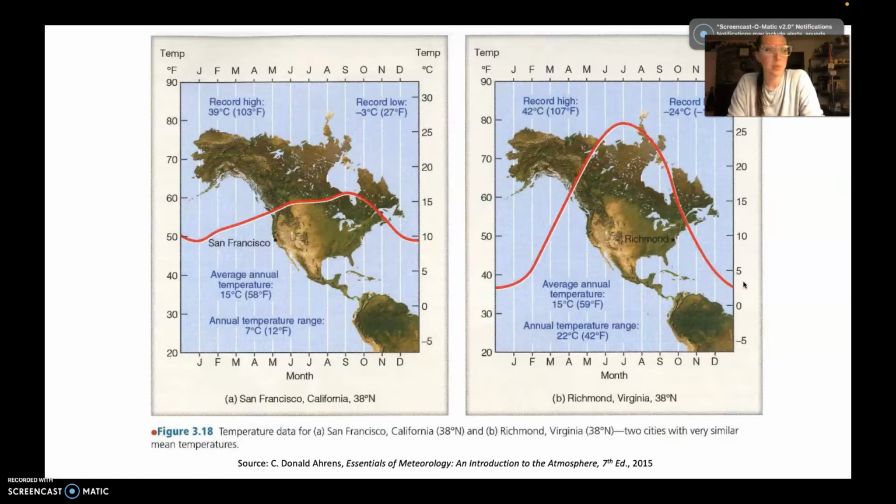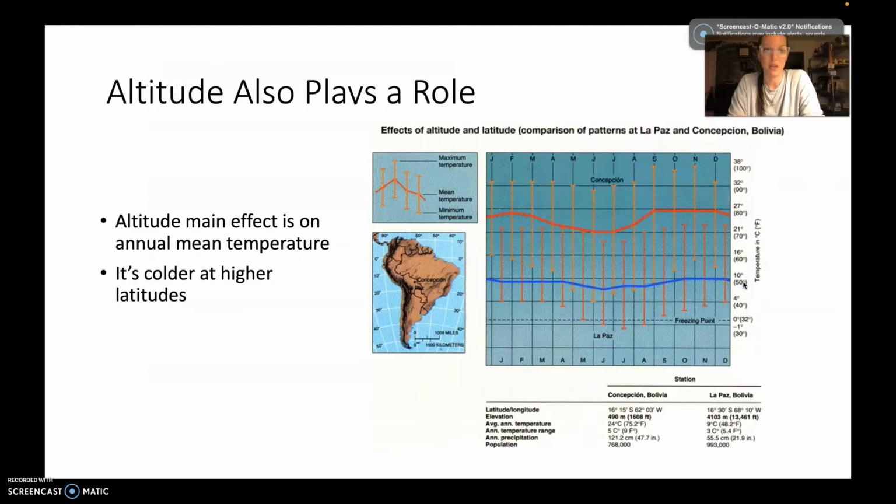And then the last little bit of modulation of temperature is, of course, altitude. So in this particular figure, we're looking at two locations in Bolivia: Concepcion and La Paz. The biggest thing to point out is that the elevations are so different. Concepcion is at about 490 meters, or 1,600 feet, and La Paz is at just above 4,000 meters, about 13,000 feet. The red line is Concepcion and the blue line is La Paz. So you can see visually, even though they're close-ish to the equator, so there's not a huge range, La Paz is on average cooler because it's at a much, much higher elevation.